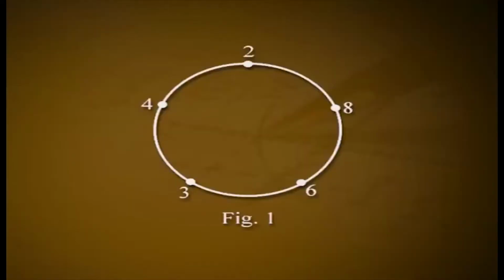Cycles and cyclic notation. Suppose the 5 numbers 2, 4, 3, 6, 8 are distributed evenly on the circumference of a circle as shown in figure 1. Suppose the circle is then rotated 2π/5 radians counterclockwise so that 2 is carried to the position formerly occupied by 4, 4 into that occupied by 3, and so on.